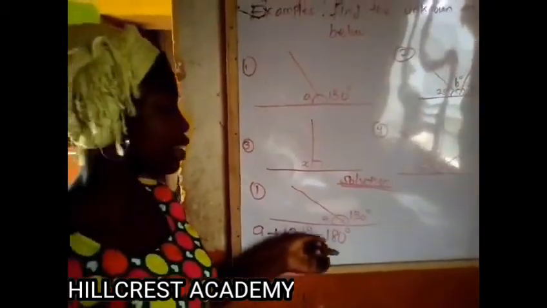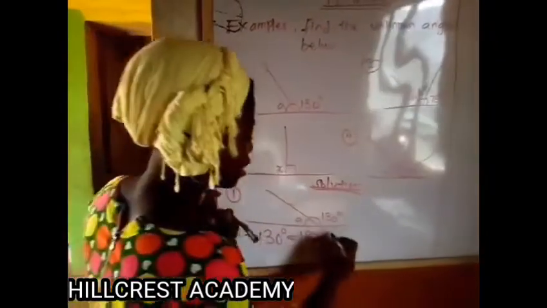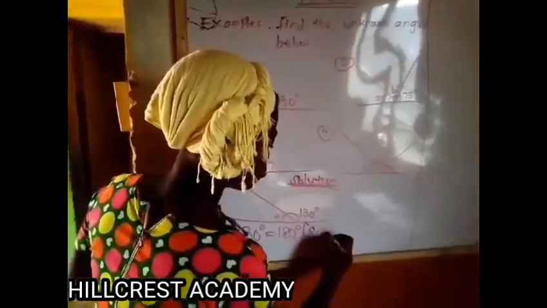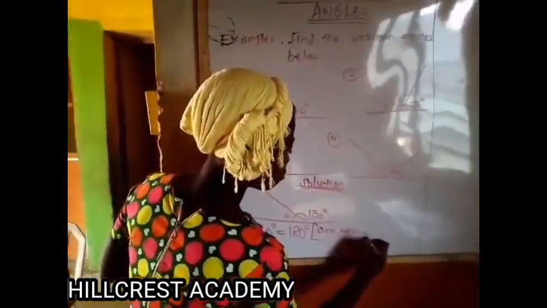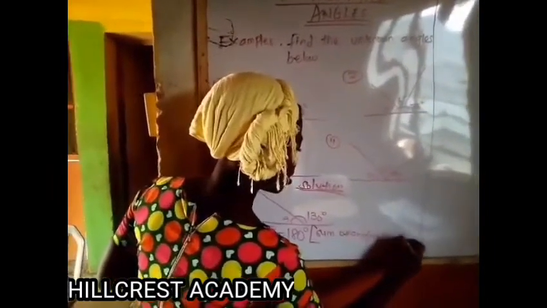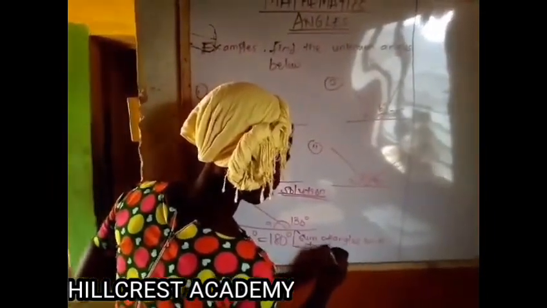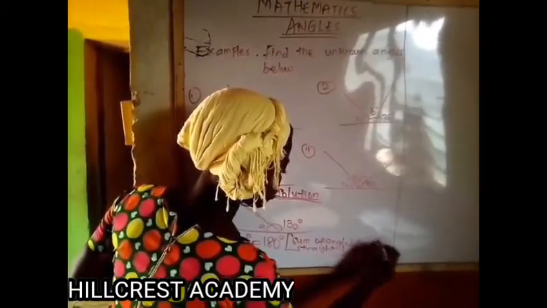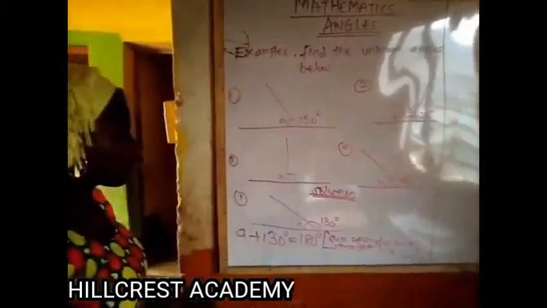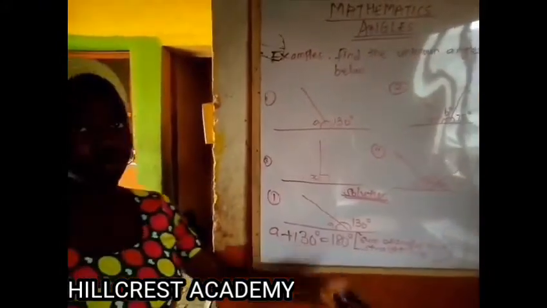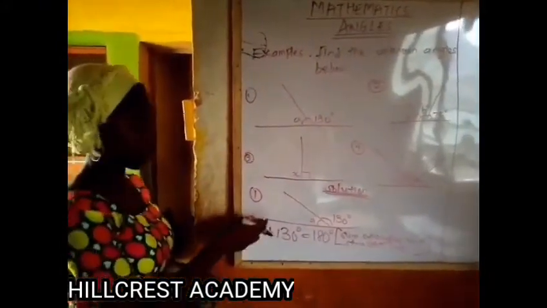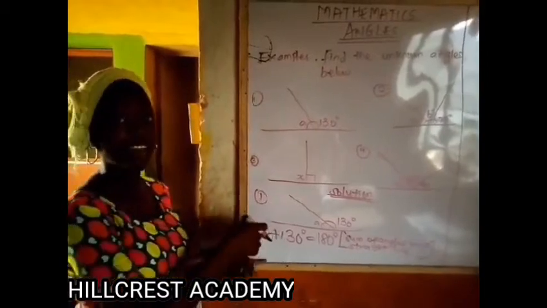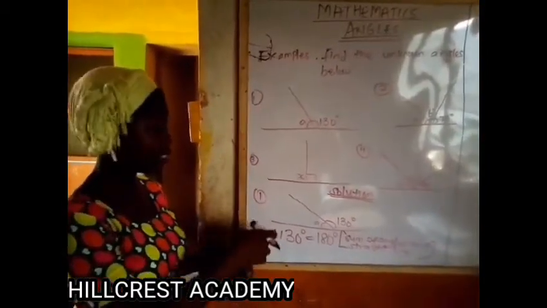Why is this equal to 180 degrees? You give me the reason. Sum of angles on a straight line. Now I have A plus 130 is equal to 180. I need to make A the subject of the formula because it is angle A that I'm looking for. It is the unknown angle.